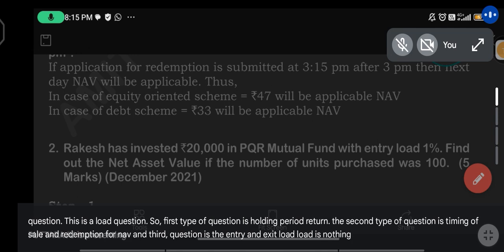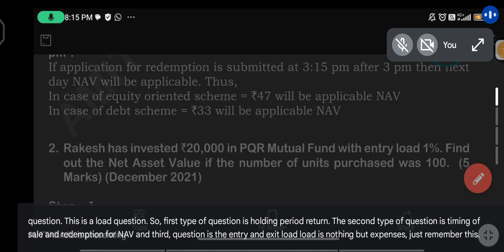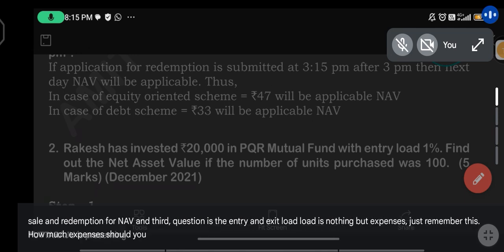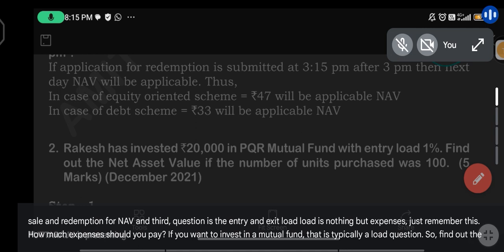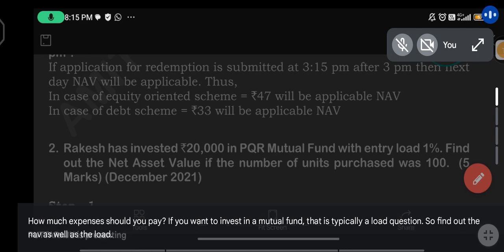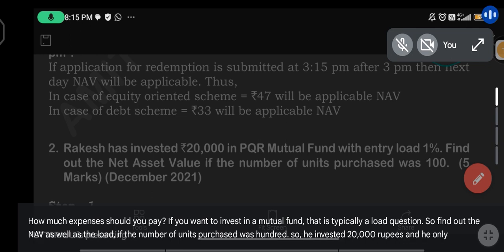Load is nothing but expenses. Just remember this. How much expenses should you pay if you want to invest in a mutual fund? That is typically a load question. So find out the NAV as well as the load. If the number of units purchased was 100. So he invested 20,000 rupees and he only got 100 units.